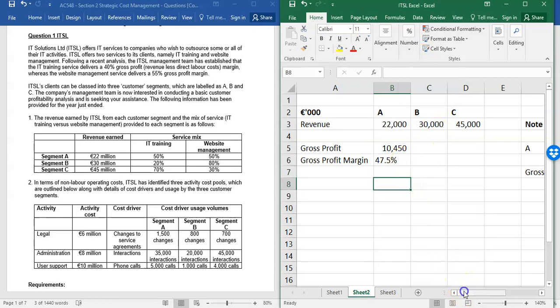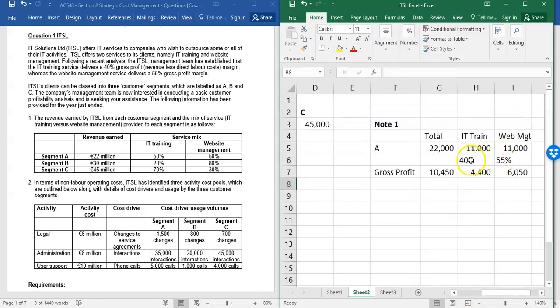And that makes sense because essentially it's going to be halfway between the 40 and the 55, because you sell half IT training and half web management in the mix for A. So what we're doing then is we're repeating that structure for B.